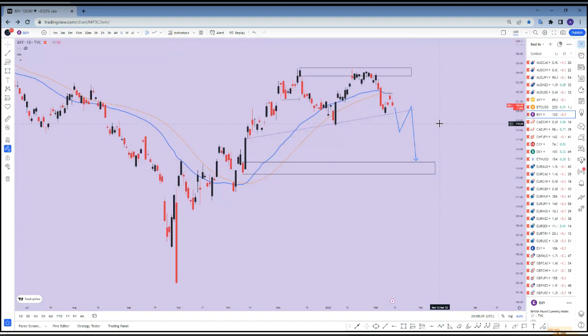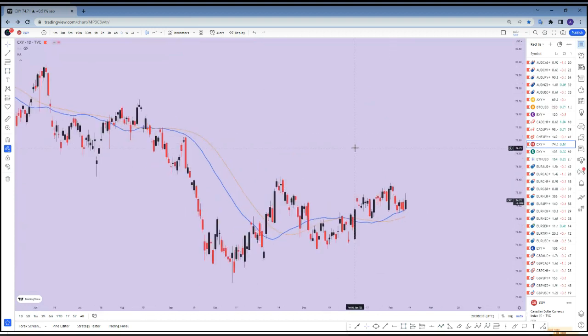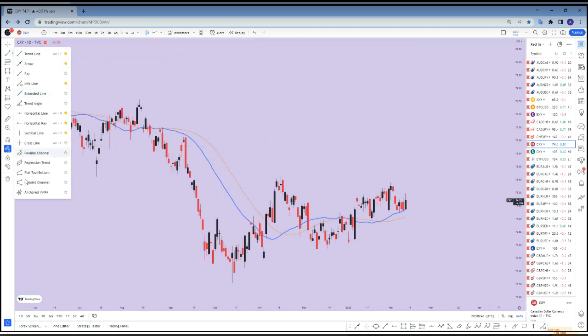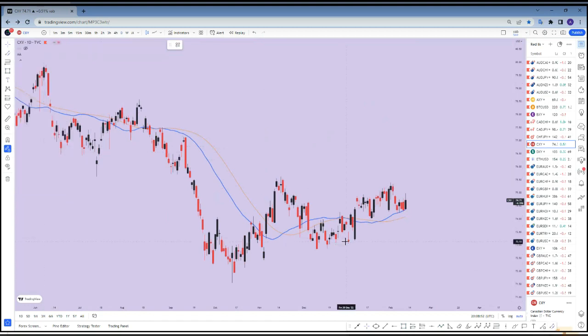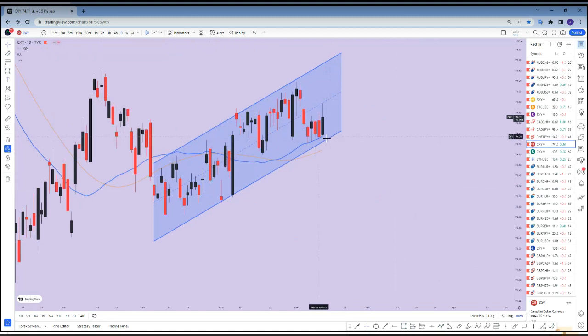Up next, we'll look at the CAD index, the Canadian dollar index. Remember, we are on the daily time frame, so this movement could take a couple of days before it actually ends up playing out. But nonetheless, it is something that I am quite certain would play out. Let's try and see. We have a parallel channel over here, and we can see that price has reacted from the base of the channel.